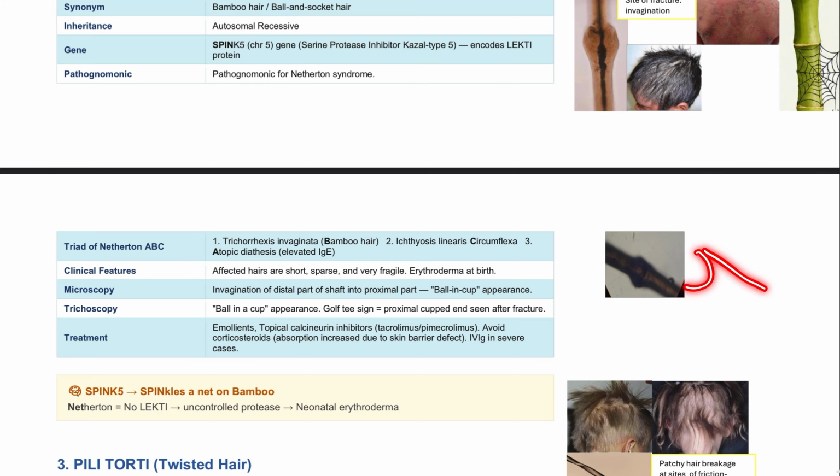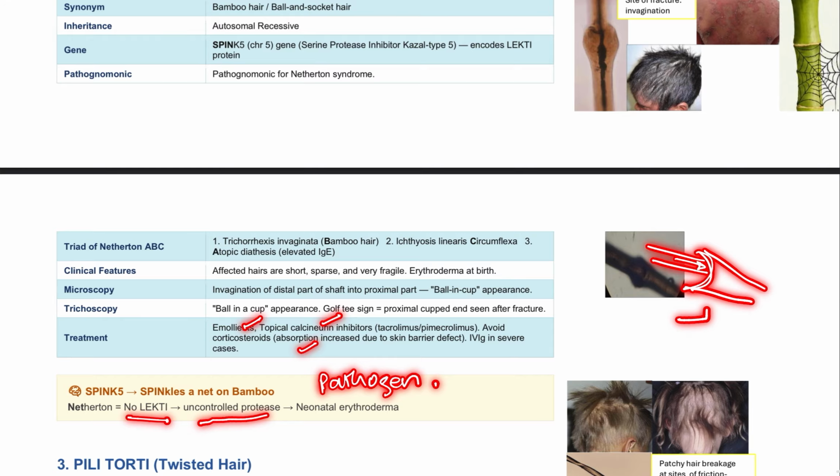This is like a golf tee appearance, or the proximal shaft will invaginate into the distal shaft. So ball and cup appearance or golf tee sign. This is seen after a fracture. The treatment involves emollients, topical calcineurin inhibitors, and to avoid corticosteroids. And in this, if we think about the pathogenesis, it means that there is no LEKTI, which means that there will be uncontrolled proteases or kallikrein, which will lead to desquamation.